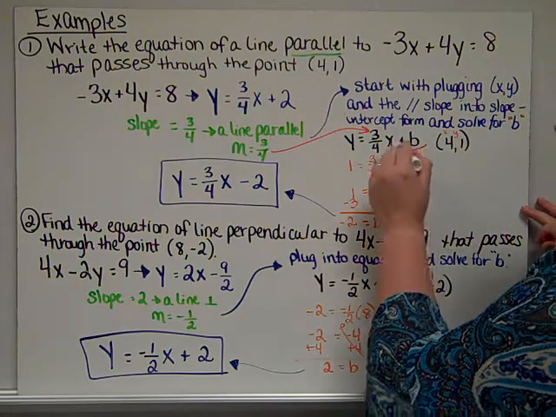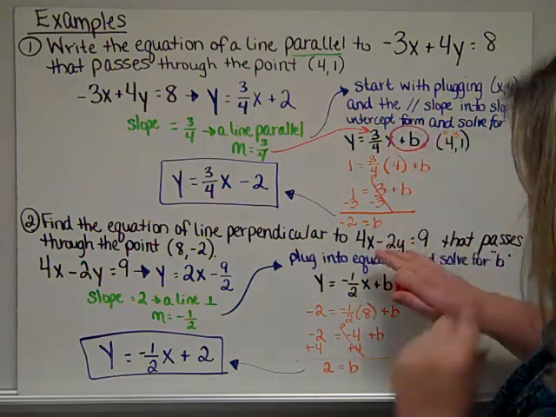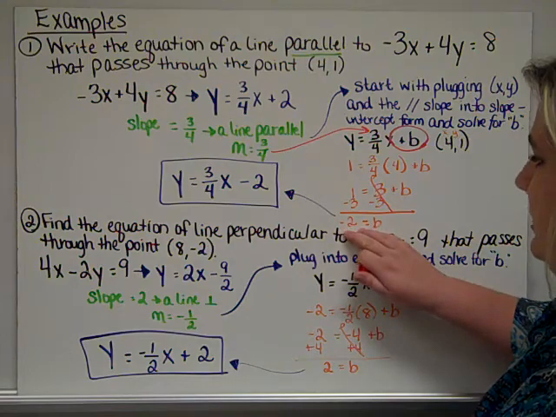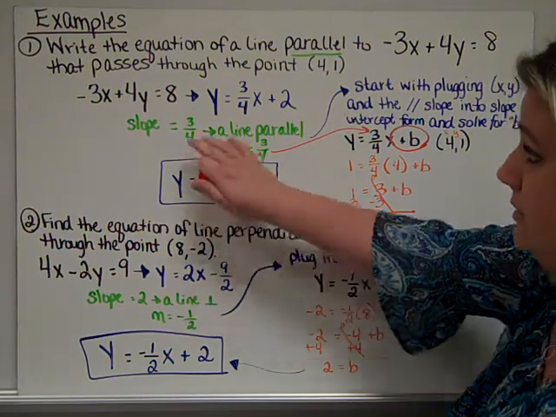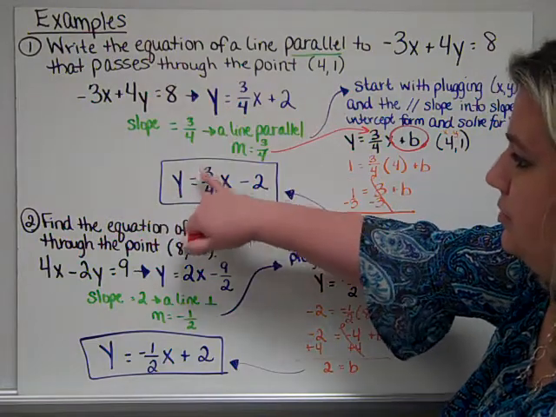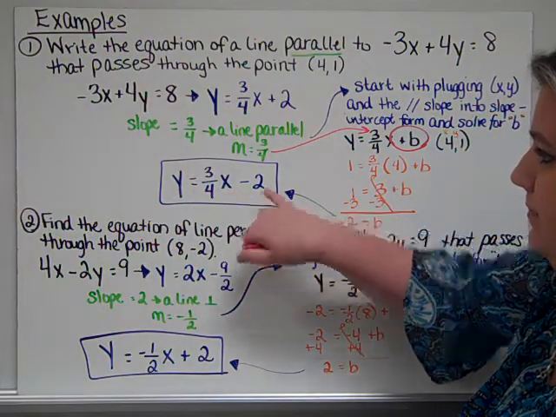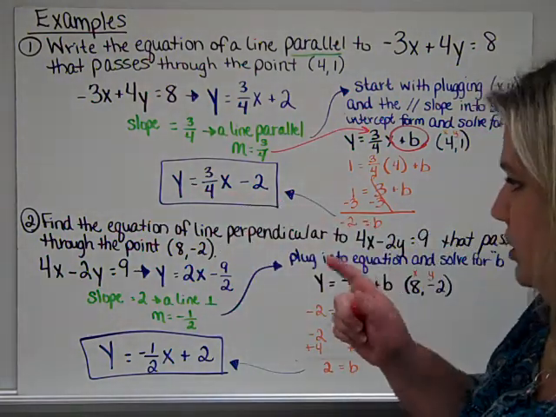So remember, we're solving for a new b. So when I plug everything in, I see that my y-intercept is negative 2. So the equation of the parallel line is y equals 3/4 of x minus 2. All right, now let's switch.